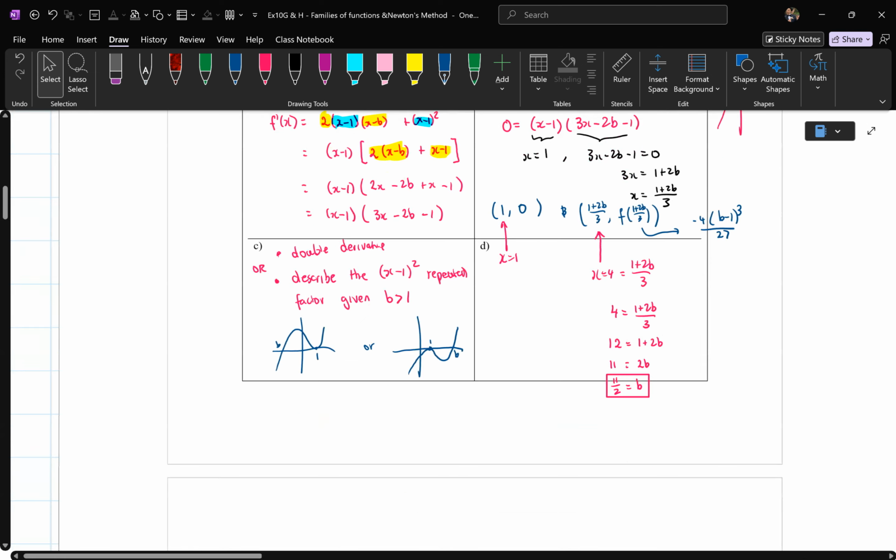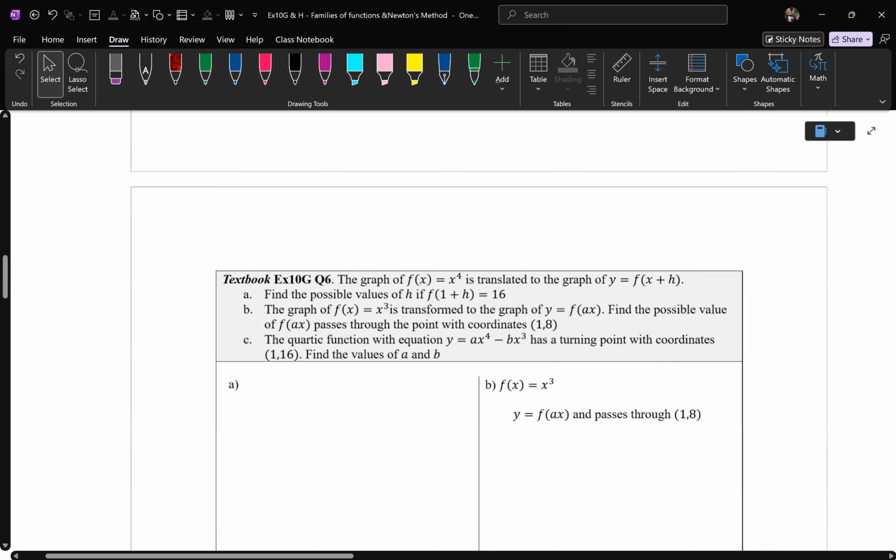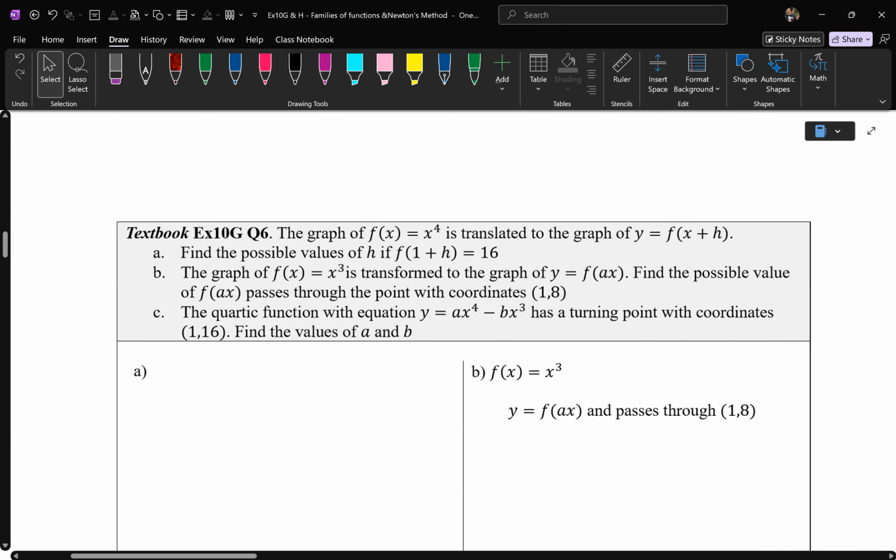The next example is a good one, but I'm just sort of wanting to jump to Newton's method. This one is the same idea. I'll write up the solutions afterwards, but it's got a bit of transformation.